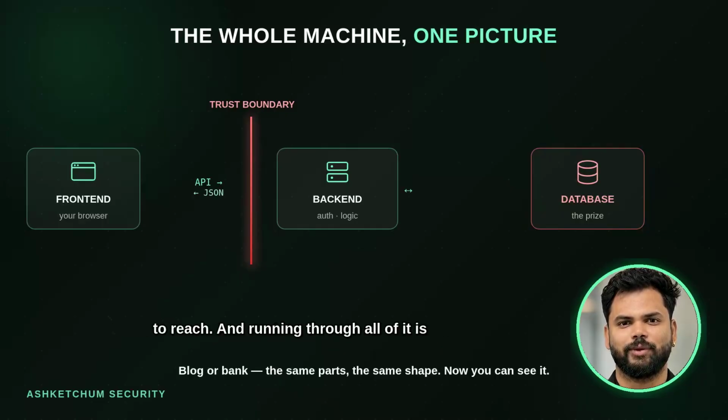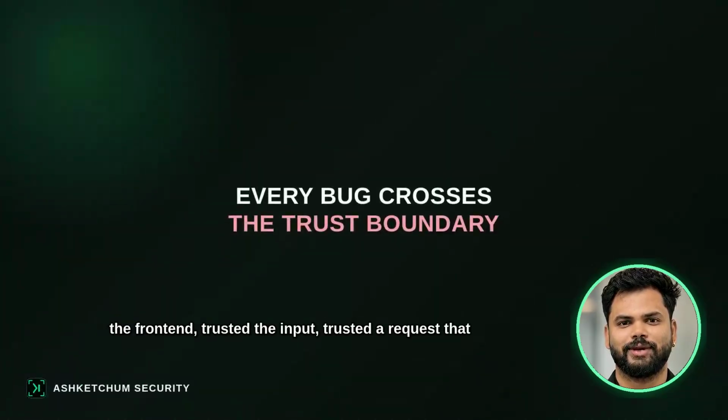And running through all of it is the one line that decides everything, the trust boundary. Almost every vulnerability in this entire series is a story about that boundary. A developer who trusted the front end, trusted the input, trusted a request that came from the wrong place. Broken access control, injection, SSRF, business logic flaws, all of them are just different ways of crossing a line the developer assumed you couldn't. You now hold the map.